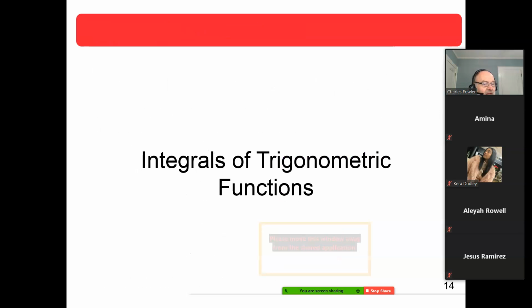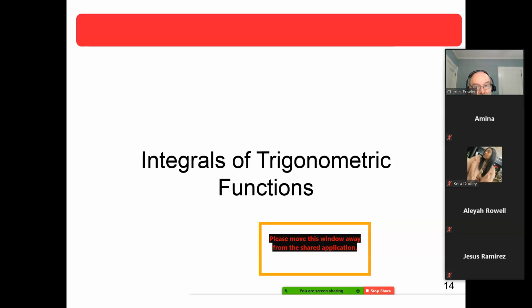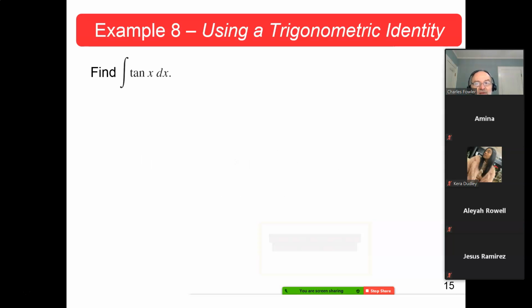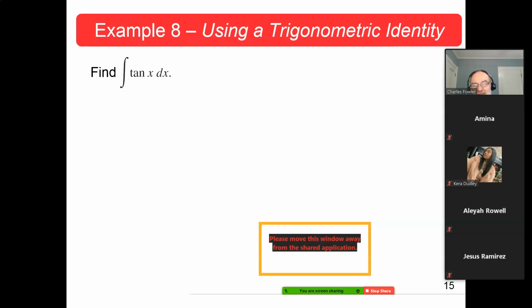All right. Now we're moving on to integrals of trigonometric functions. Of course, this is going to require you to remember, number one, what your trig identities are, and number two, what the rules for integrating some of the trig functions are. Some of them are a pain in the neck. Others are a lot easier to deal with. But you have to be able to recall those. So here's the first problem. Find the antiderivative, the integral of tangent x dx.